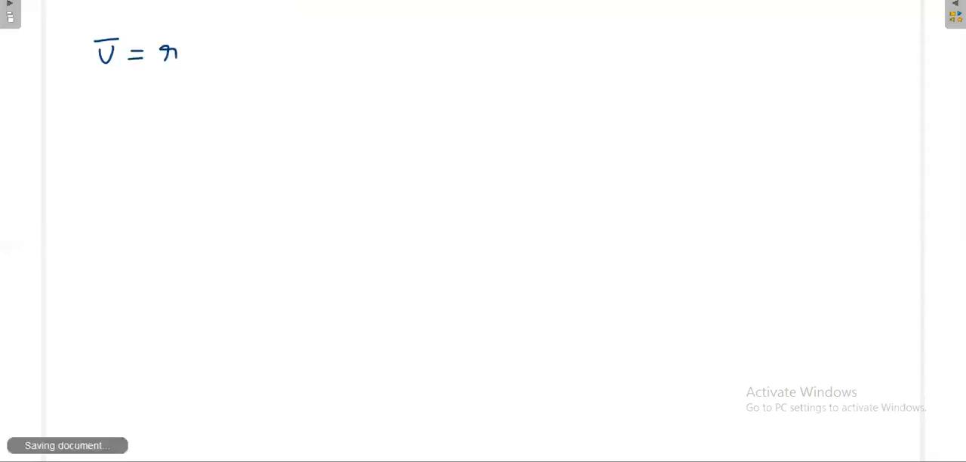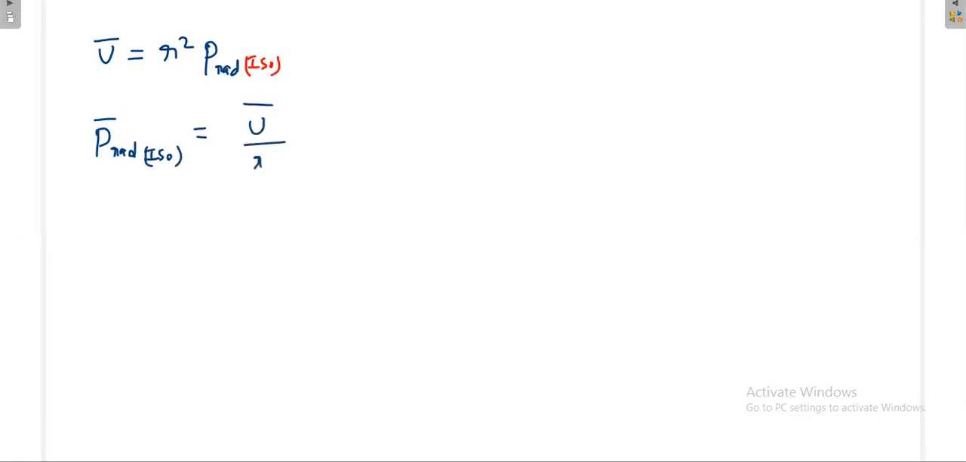Again, you know that the average radiation intensity U bar can be written as R square times P radiated, the radiation density or power density. This is true only in the isotropic case, that's why I'll write iso here. From this, how can you modify this equation? The power radiated isotropic is equal to U bar divided by r square, ar cap.